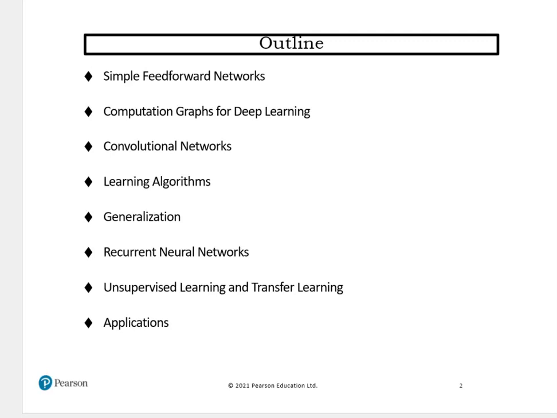So deep learning is currently the most popular approach for applications like visual object recognition, machine translation, speech recognition, speech synthesis, and image synthesis. It also plays a significant role in reinforcement learning applications that we will discuss later in this class.